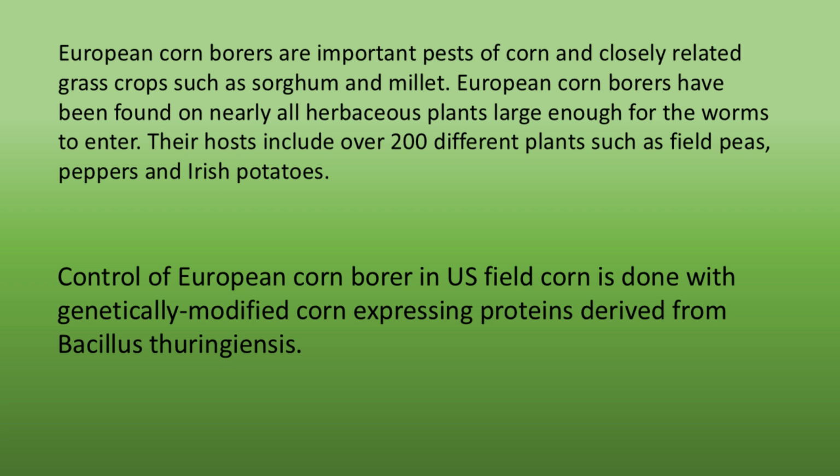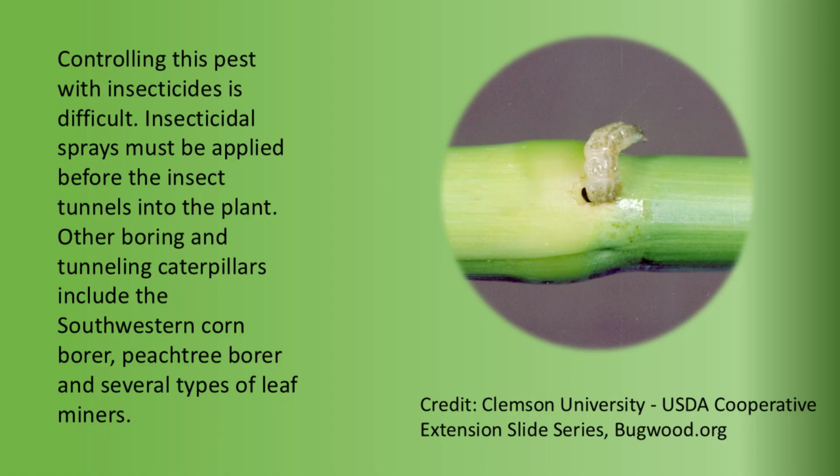Control of European corn borer in U.S. field corn is done with genetically modified corn expressing proteins derived from Bacillus thuringiensis. Controlling this pest with insecticides is difficult. Insecticidal sprays must be applied before the insect tunnels into the plant. Other boring and tunneling caterpillars include the southwestern corn borer, peach tree borer, and several types of leaf miners.